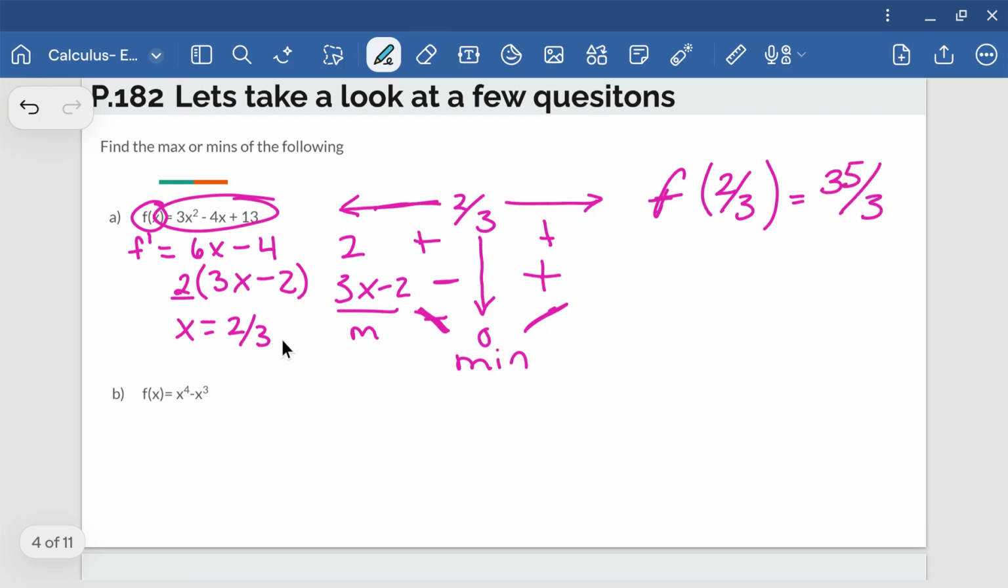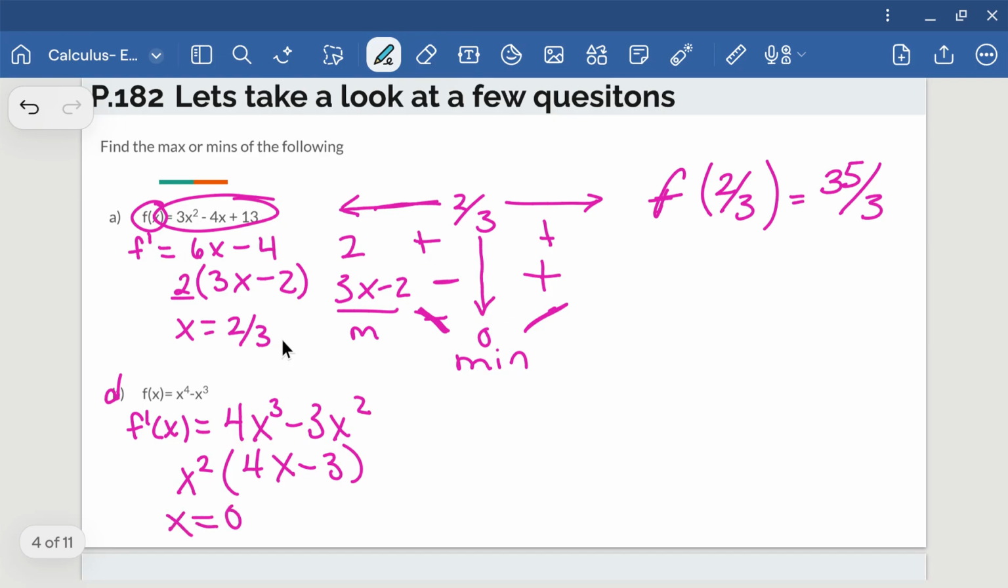So the next one, similar idea, just doing the same thing. This was actually the letter D from the textbook. f of x, we want a max or min. So anytime you're looking at a max or min, you are looking at the first derivative. And if I go ahead and solve for that, that's going to be 4x cubed minus 3x squared. And then from each of our terms, you can take out an x squared, and you're left with 4x minus 3. Setting each factor equal to 0, your critical numbers are 0 and positive 3/4.